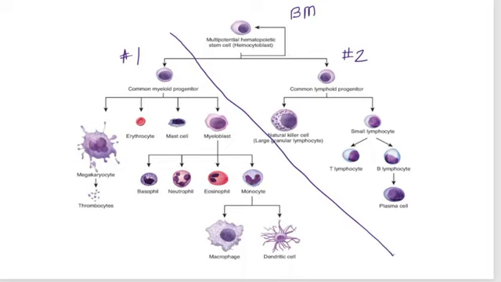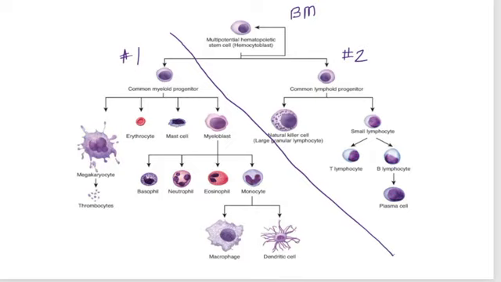If you see blast, it means it's a precursor cell and it hasn't differentiated yet. The myeloblast will then differentiate into basophils, neutrophils, eosinophils, and monocytes. Monocytes will then differentiate into macrophages or dendritic cells. This is what is called hematopoiesis. This is how we get our blood formation in the bone marrow.